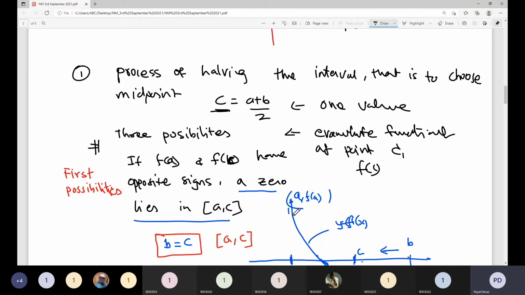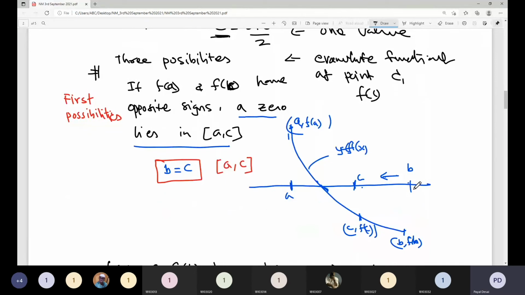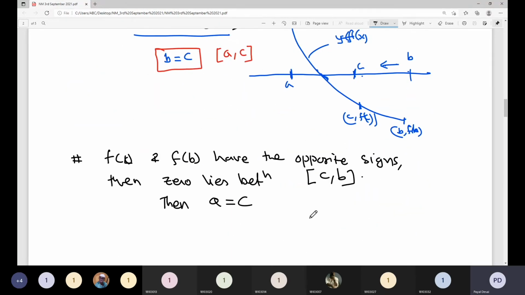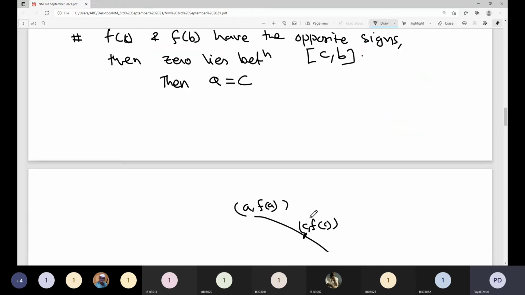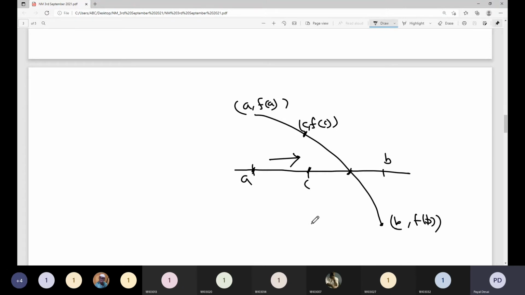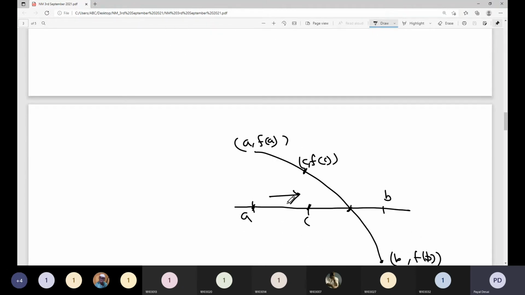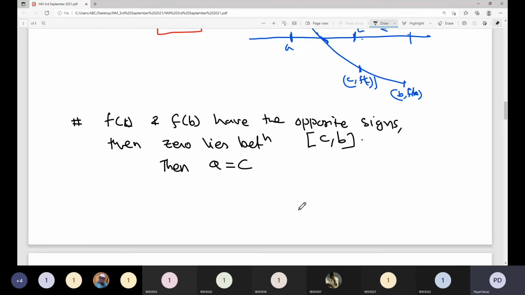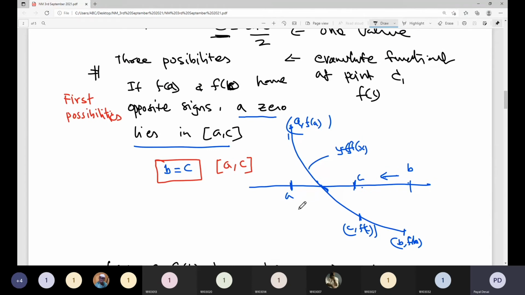So two possibilities we have seen. One is if you compare FA and FC and they have opposite signs, then a 0 lies in interval A and C. If this is the first case, then you have to squeeze the interval from B side, that means B becomes C. And second possibility, if FC and FB have opposite signs, then 0 obviously lies between C and B, that means you have to squeeze from side A, that is A becomes C. So next time when you evaluate, take this bracketed value, next time you take the interval halving process using these values. Okay, if either of the cases is possible.